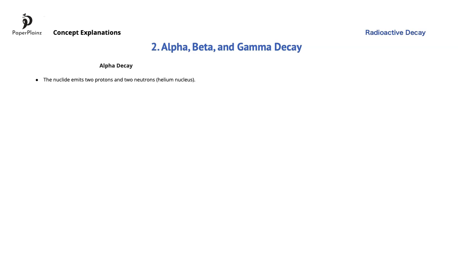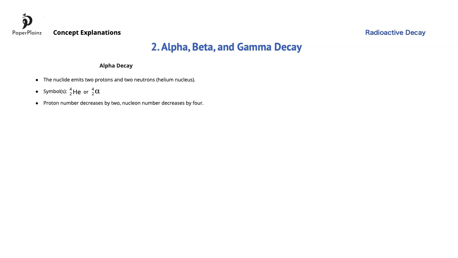During alpha decay, the nuclide emits 2 protons and 2 neutrons. This is basically a helium nucleus. The symbol for the particle emitted during alpha decay is either 4/2 He or 4/2 alpha. Feel free to use either of these symbols. As a result of the decay, the proton number of the nuclide decreases by 2, and its nucleon number decreases by 4. In this topic, you will often have to solve questions involving decay equations.